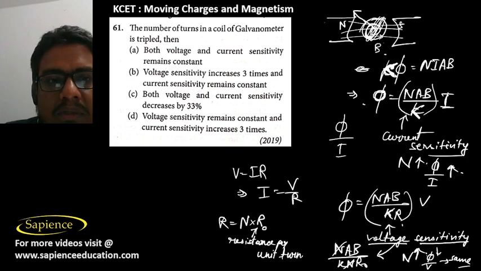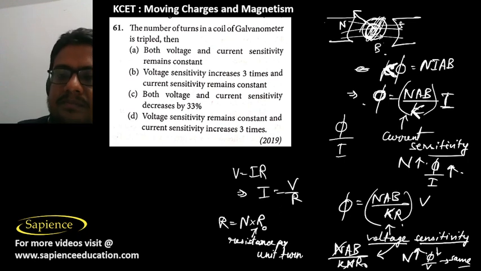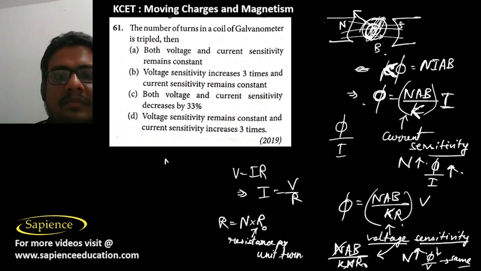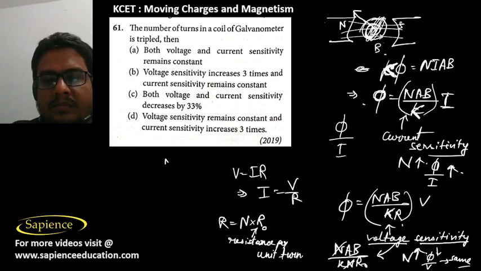So by how much will it increase? The number of turns is tripled. So the voltage sensitivity remains constant and the current sensitivity increases 3 times. So option D is the correct answer.